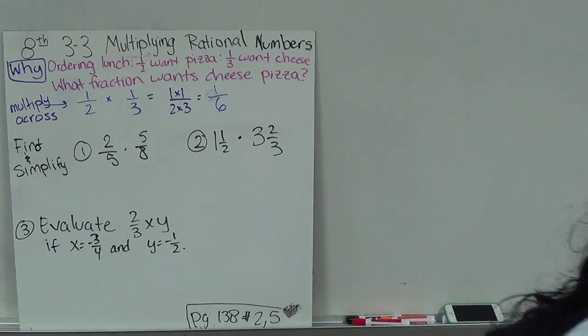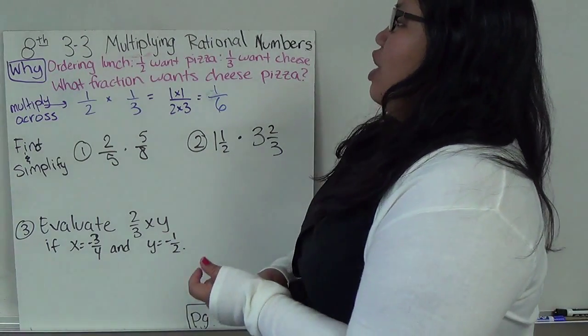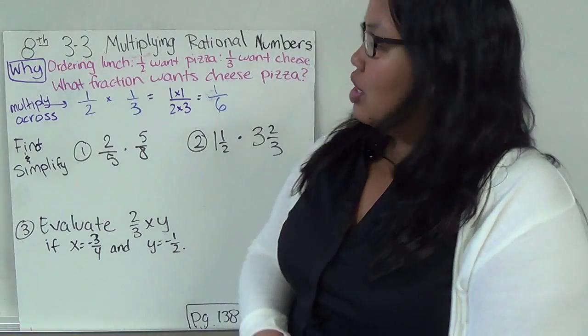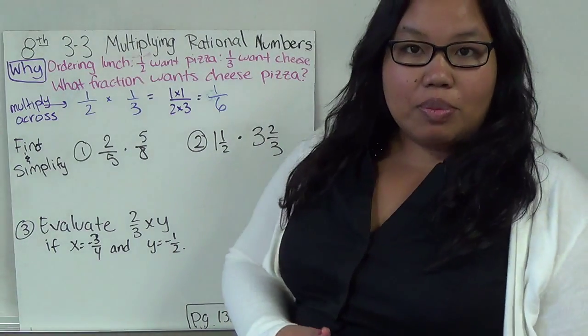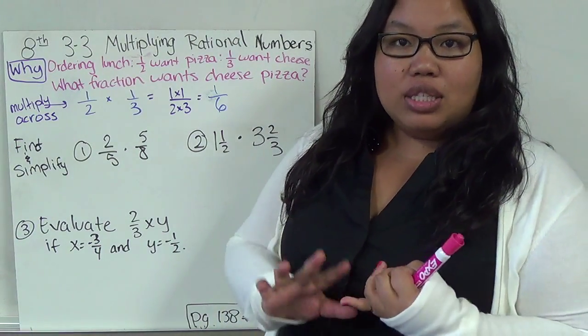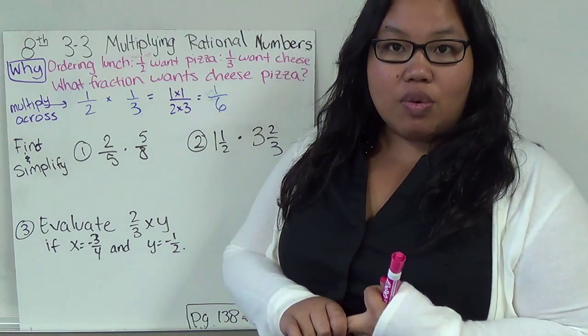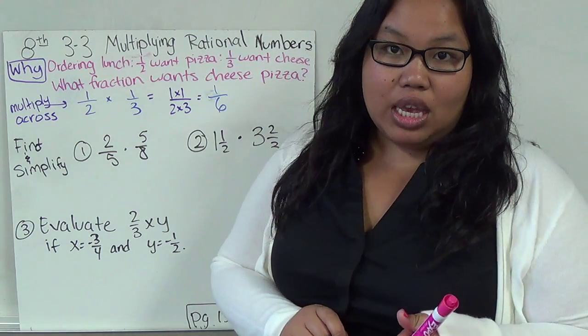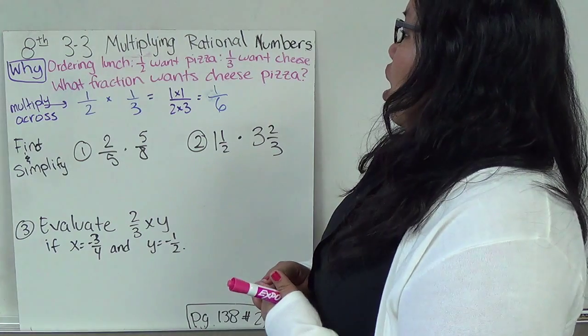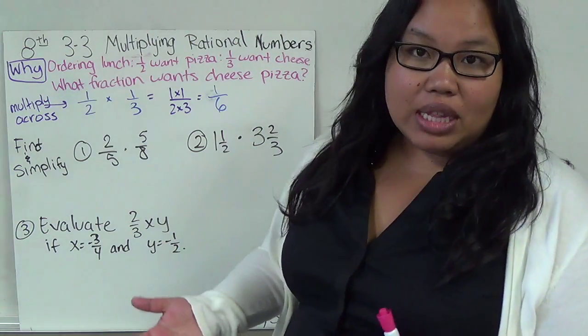In 8th grade, section 3-3, we're dealing with multiplying rational numbers. So remember, these rational numbers include any positive, negative whole numbers, 0, and any number that can be in a fraction. Why would you need to know something like this?